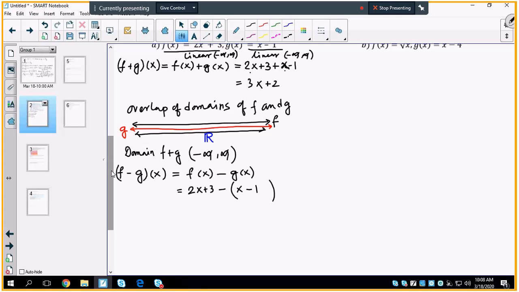So I will do one more line and write it as 2x plus 3. Then start distributing the minus, so minus x. Minus times minus is a plus, so plus 1. So I get 2x minus x, which is a positive x, 3 plus 1, which is positive 4. So that's your f minus g of x. Don't forget to write down the domain of this thing. I don't have to do the work anymore, but I will say the domain of the function f minus g is negative infinity to positive infinity again.